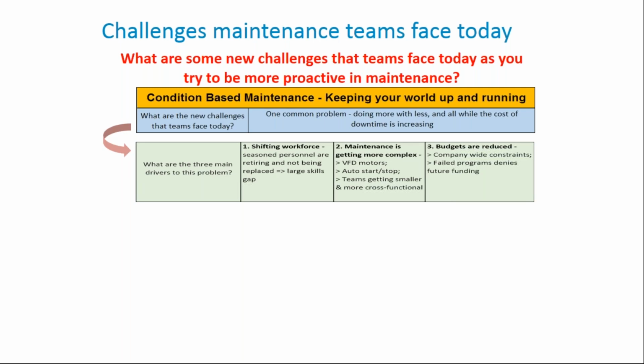And then finally, budgets. We're having to do more and more with less and less, and it seems like not only has the economy had a problem, and we've had a lot of company-wide constraints, but it also seems like sometimes the budgets will go away, and when a program fails, then you don't have any more budget at all.